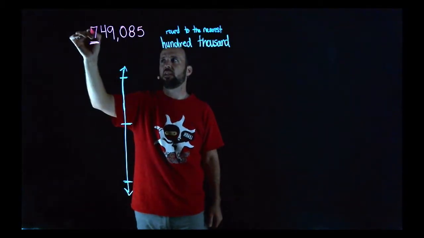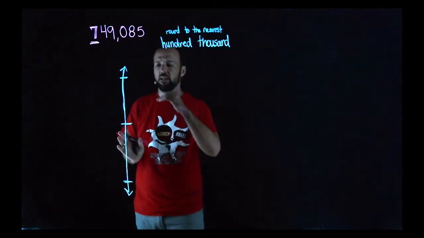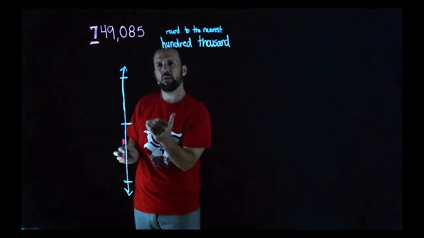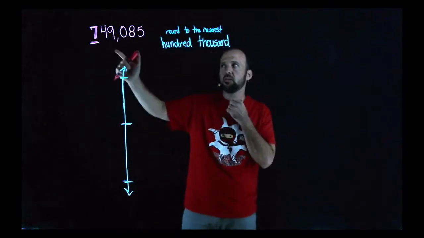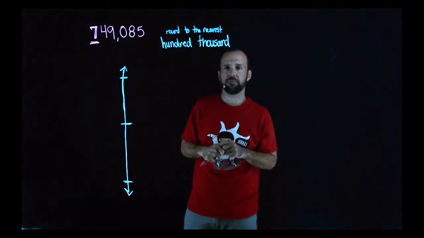So our 7 is going to be the number that we're going to be changing. Okay, so we're going to have to find our low point, our high point, our halfway point, and then we can use that to help us round. So how many 100,000s do we have in our number?